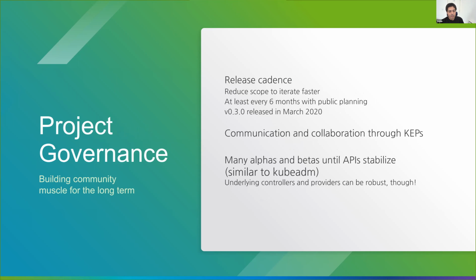In terms of the release cadence, we try to do a minor release about once every 6 months, and minor releases in this case follow the Kubernetes model. There can be API changes within a minor release, and we have public planning meetings for those, which we'll mention at the end. We communicate through CAPs, so you can see all this in the GitHub repo.